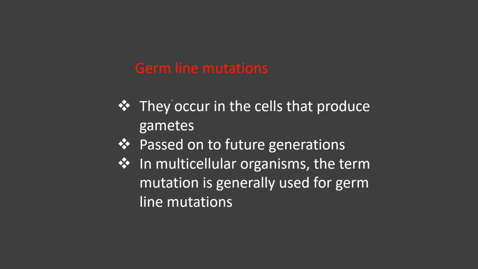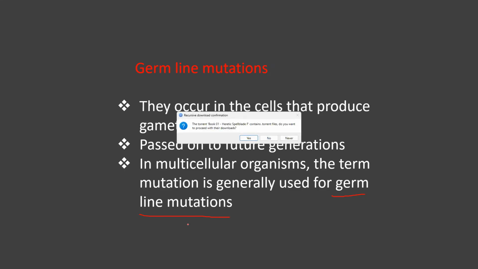Now, germline mutations, as it says, they occur in the cells that produce gametes. And of course, you can pass these mutations on to future generations, right? Now, usually when we say a mutation, we refer to germline mutations. Why? Because once again, if they occur in your body and you can't pass them on, they're not particularly useful, right, to the species. That's why we normally, when we say mutation, we talk germline mutations because those are relevant.